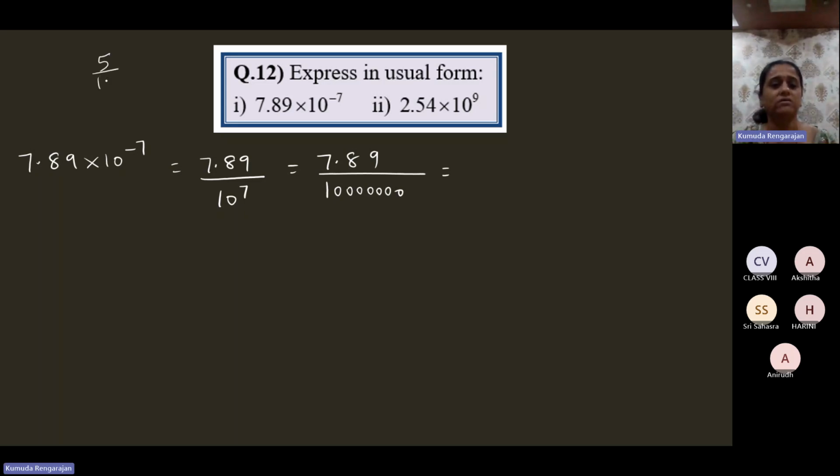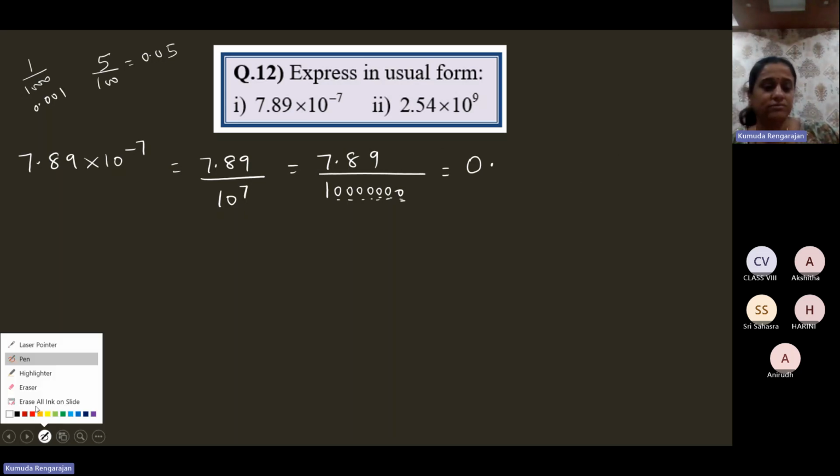How do you write 5 by 100? 0.05, right? How do you write 1 by 1000? 0.001. Yes or no? Ma'am, 0 point, after that we put 6 zeros and write 7, 8, 9. Yeah. So 1, 2, 3, 4, 5, 6, 7. We'll have to move the decimal point to the left by 7 places because we have 7 zeros.